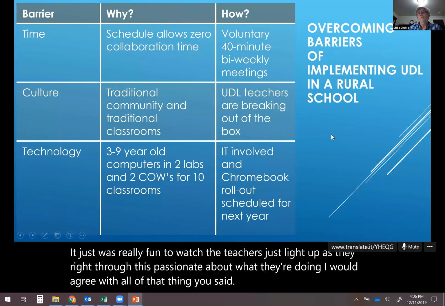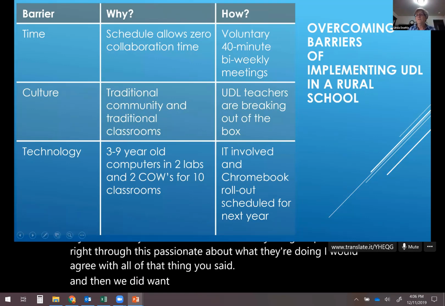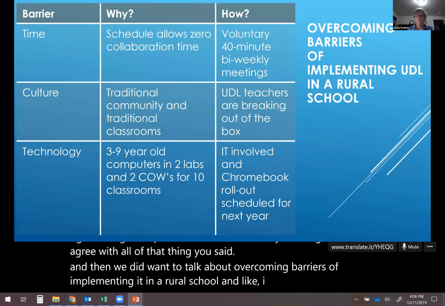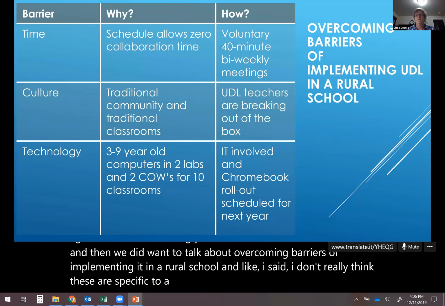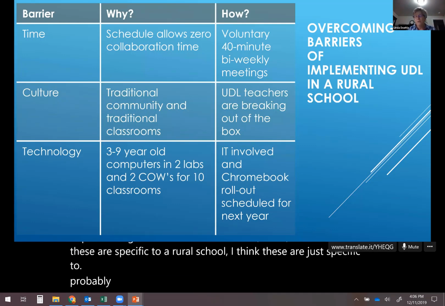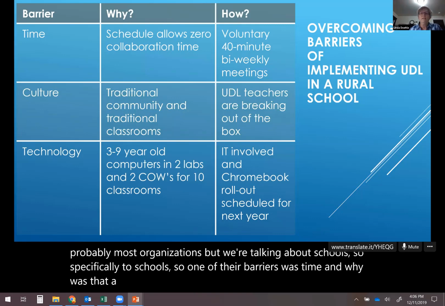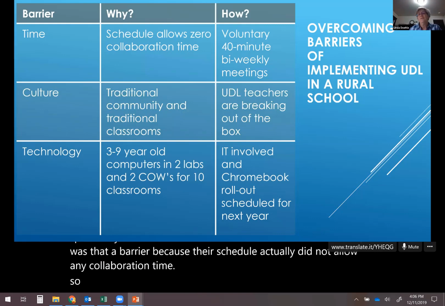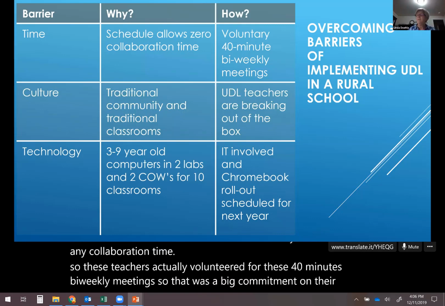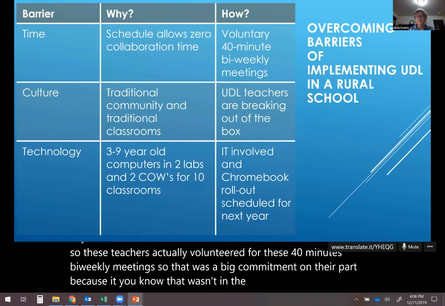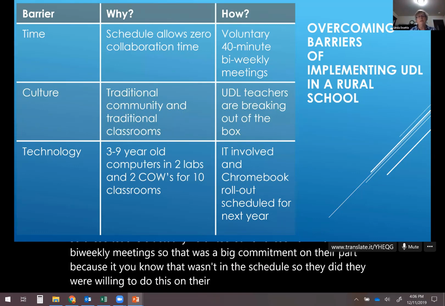And then we did want to talk about overcoming barriers of implementing it in a rural school. And like I said, I don't really think these are specific to a rural school. I think these are probably specific to most organizations, but we're talking about schools. So one of their barriers was time. And why was that a barrier? Because their schedule actually did not allow any collaboration time. So these teachers actually volunteered for these 40-minute biweekly meetings. That was a big commitment on their part, because that wasn't in the schedule. So they were willing to do this on their own time. That was how they overcame that barrier.